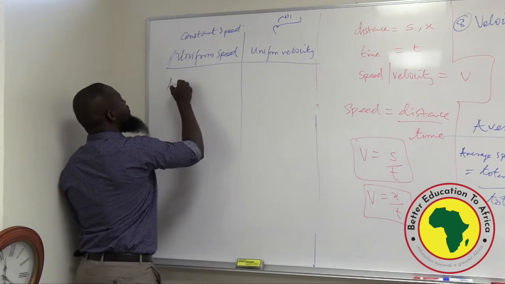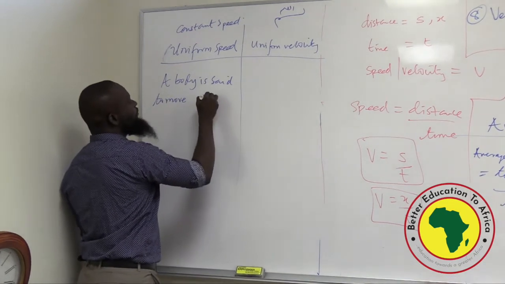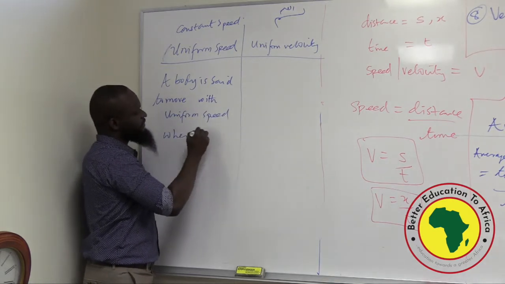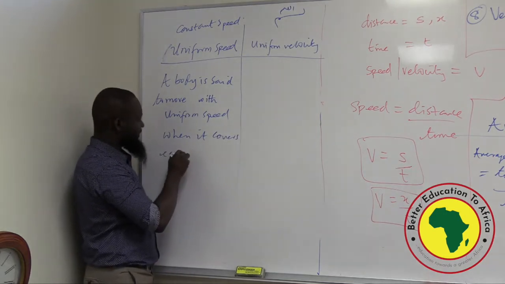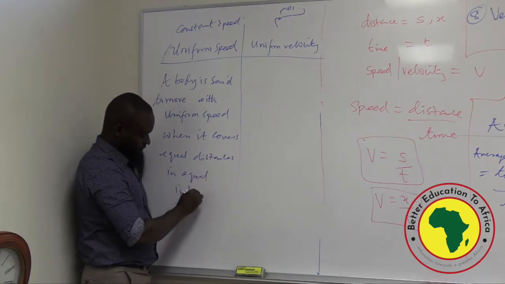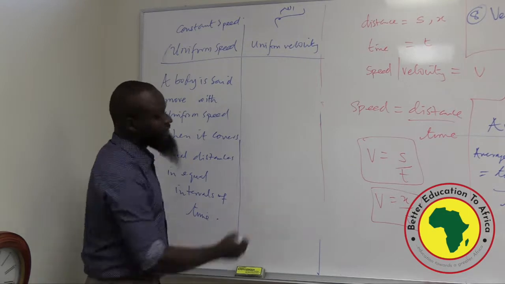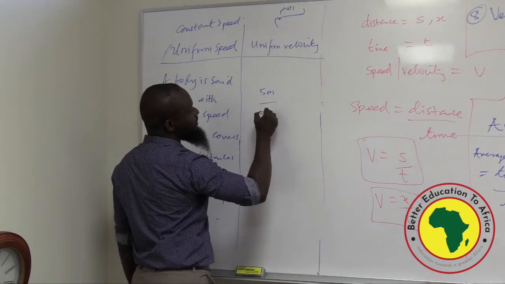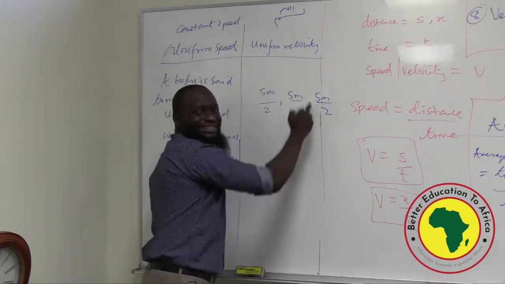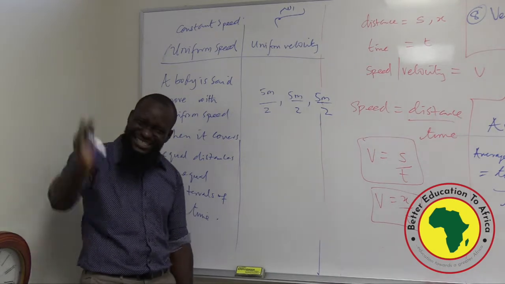A body is said to move with uniform speed when it covers equal distances in equal intervals of time. That's the definition of uniform speed. Every 5 meters, you cover it in 2 seconds. So your speed is the same everywhere. So your speed is uniform. You cover equal distances in equal intervals of time.